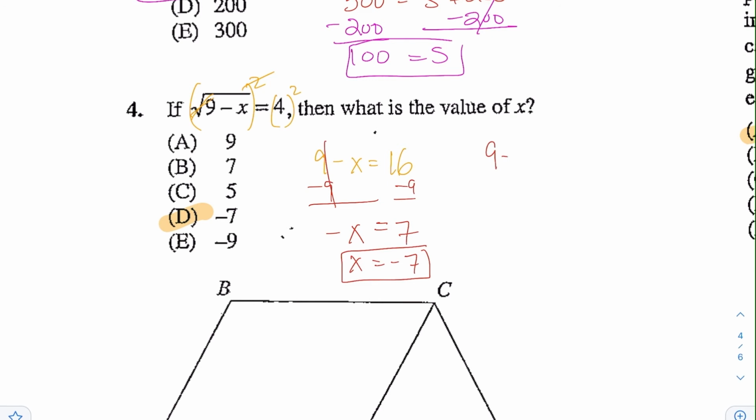And you can always check 9 minus negative 7 will be equal to 9 plus 7, or 16. Remember, when you subtract negative, it becomes positive. So the answer is choice D.